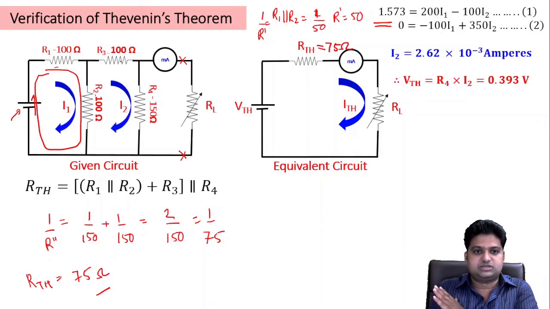100 is this resistance R3. R1, R2 is already taken care of in I1. So R2 is left with only this 100 ohms. Fine, so we get this equation 1.